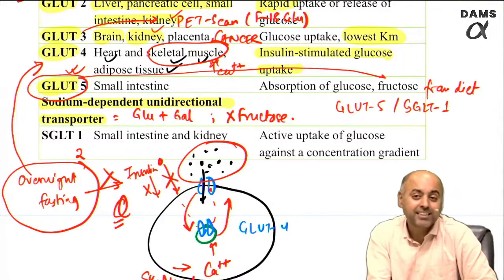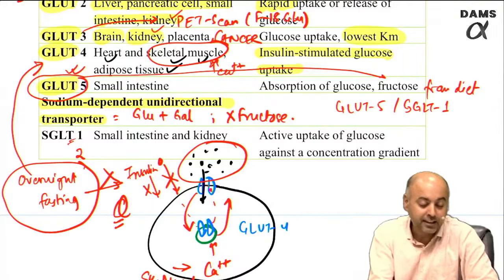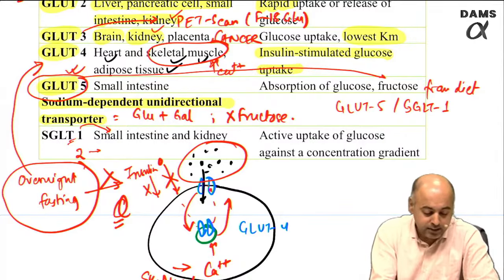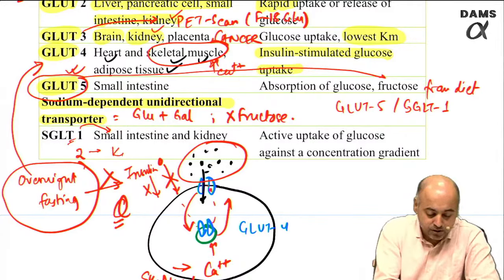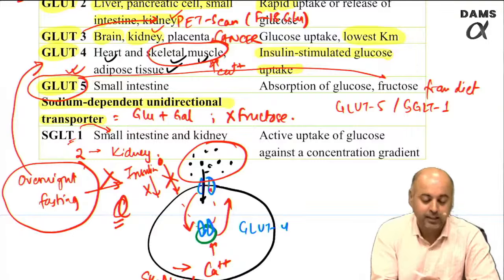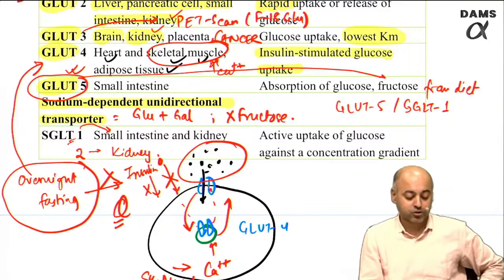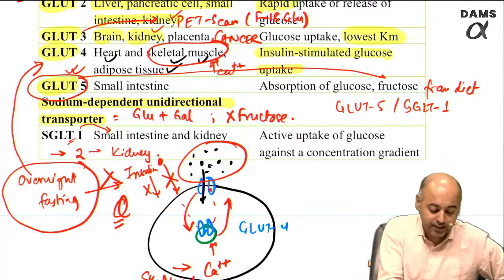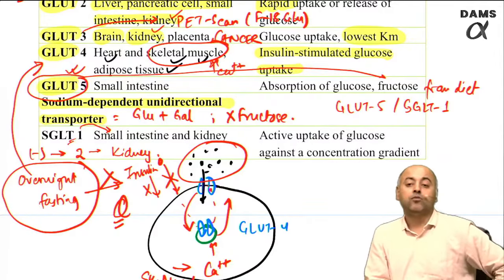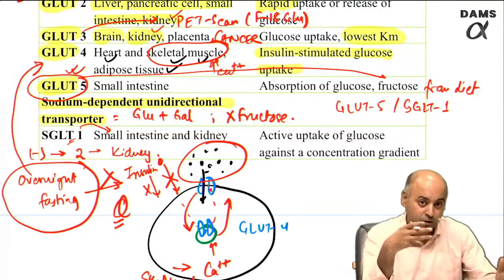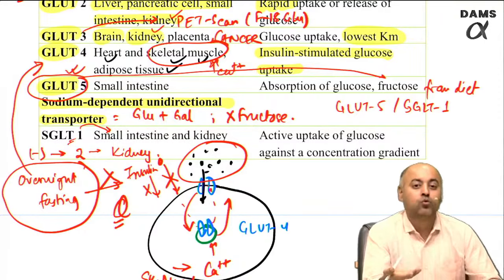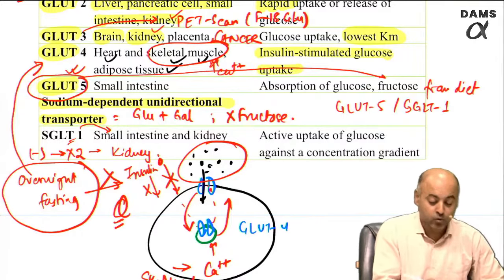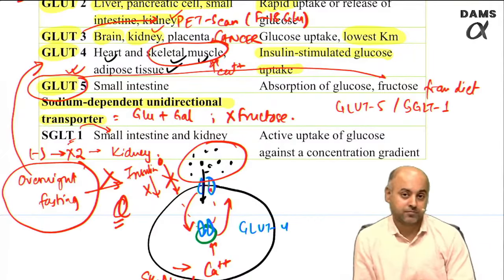Now talking about the SGLT, we have two types, SGLT1 and SGLT2. SGLT1 is primarily present in the small intestine. SGLT2 is exclusively present in the kidney, and that is why SGLT2 is targeted for inhibition, for decreasing the glucose level. So after filtration, the glucose has to be absorbed by the action of SGLT2. If you block the SGLT2, glucose absorption will not take place.